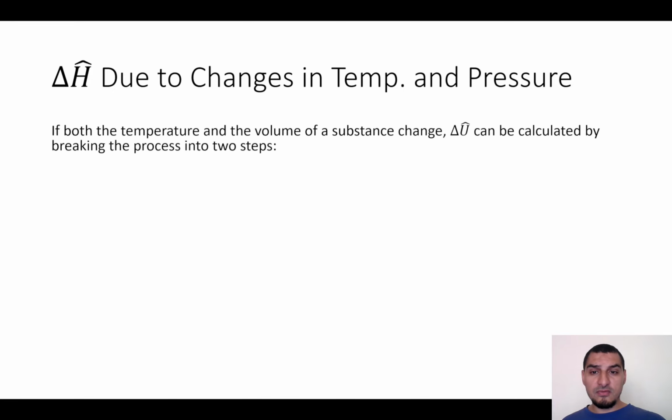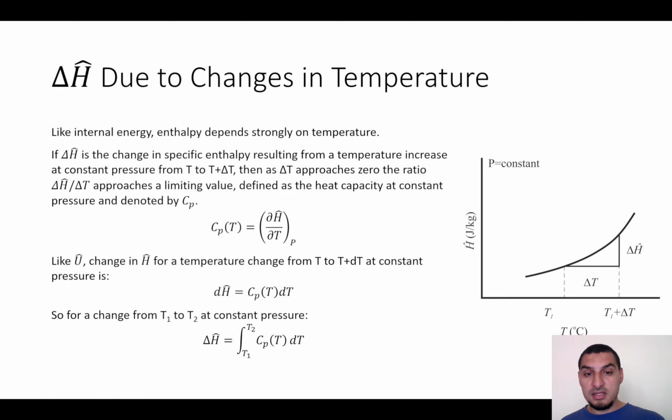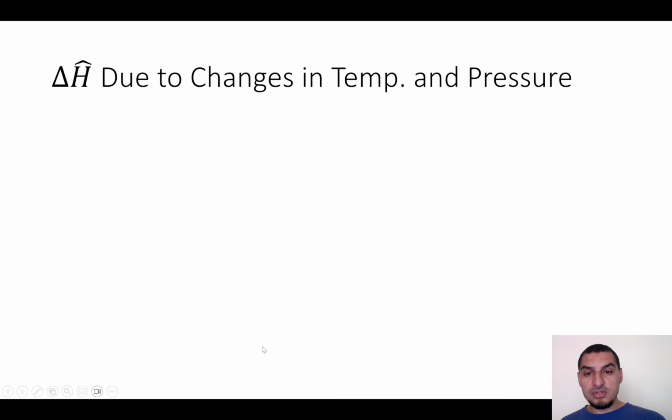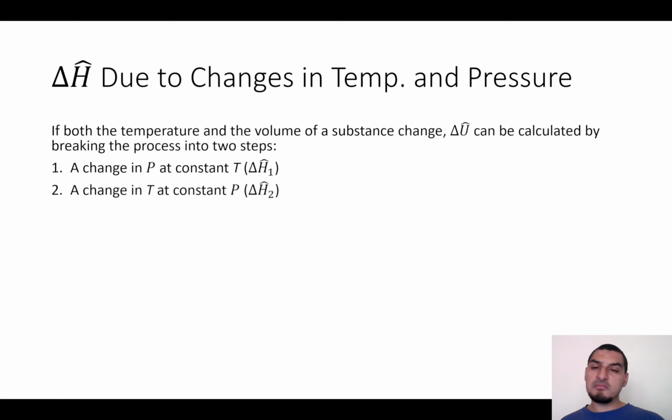In the case of delta H, this is wrong. I will fix this. This is delta H, not delta U. So in the case of delta H, in case of changing pressure, we said here that this is Cp, which is the heat capacity at constant pressure. So if the pressure is variable, then we need to take this into account. So we will do the same as we did before.